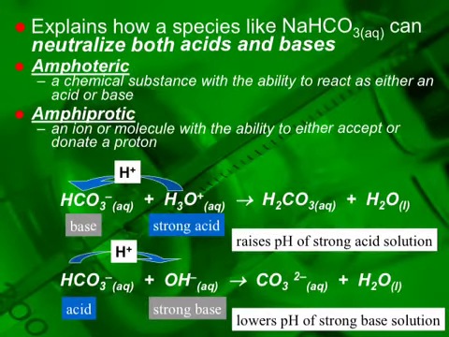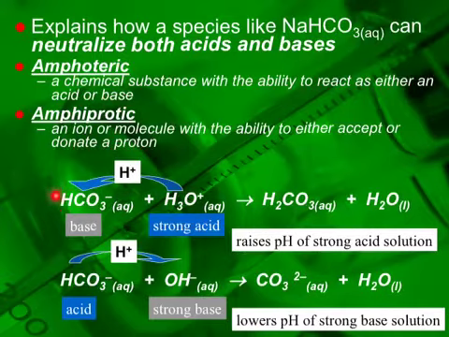Using our new Bronsted-Lowry definition, we can explain how something like sodium carbonate can be used to neutralize both acids and bases. In fact, sodium carbonate can be considered to be an amphoteric substance. An amphoteric substance is something that has the ability to react either as an acid or a base. A similar term is amphiprotic. It is an ion or molecule that can either accept a hydrogen, acting as a base, or donate a hydrogen, acting as an acid.